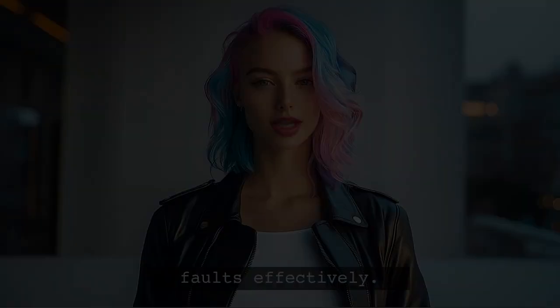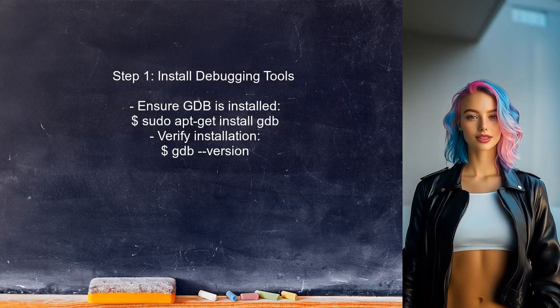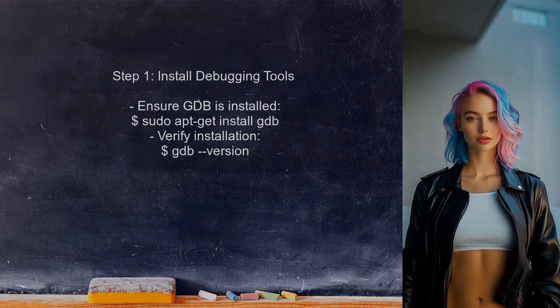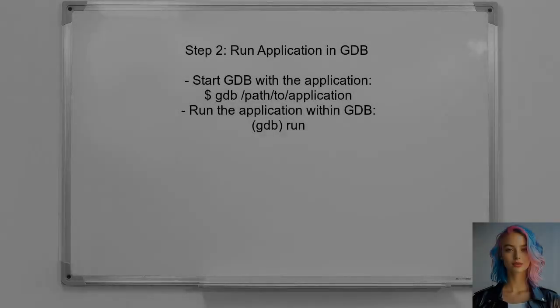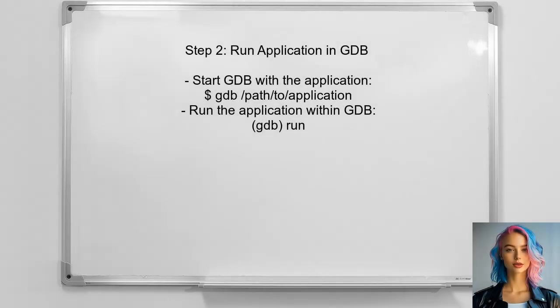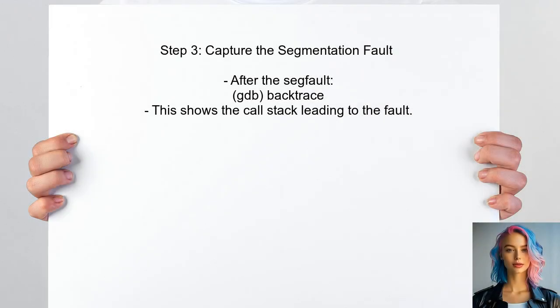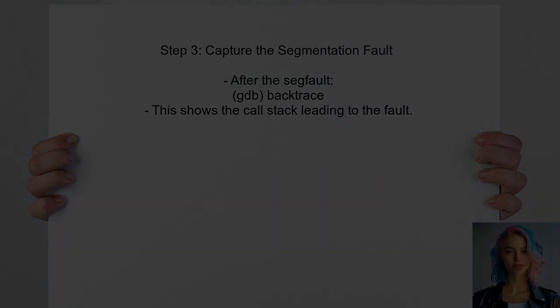To begin resolving the segmentation fault in the shared library, the user should first ensure that they have the necessary debugging tools installed. This includes GDB, the GNU debugger. Next, the user should run the application under GDB to capture the segmentation fault. This can be done by starting GDB with the application executable. When the segmentation fault occurs, GDB will pause execution. The user can then use the backtrace command to see the call stack at the time of the fault.